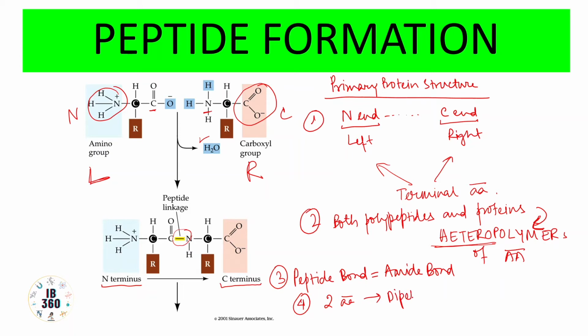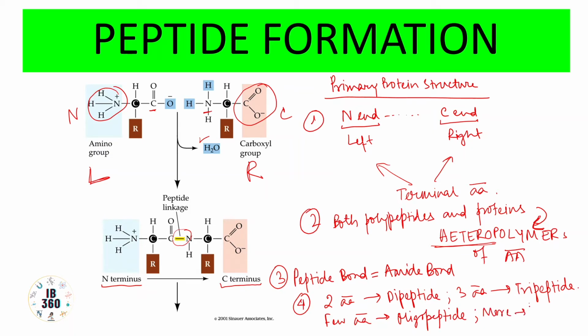If three amino acids, then it will be called a tripeptide, the entire unit. So like this, it will go on. If more than three, a few, then oligopeptide, and numerous, polypeptide. And occasionally the peptide is acidic or basic due to presence of specific amino acids, but that we will talk about during classification of polypeptides.